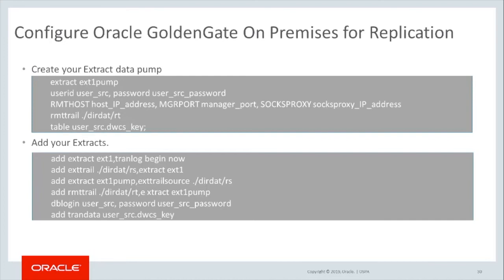To prepare on-premises databases for synchronization, these additional steps must be followed. Create your extract data pump with the extract command. Specify the RMTHOST. Select the appropriate tables and add your extracts. Adding extracts is done with add extract, add exttrail, add rmttrail, specifying the DB logging, and specifying the trandata.